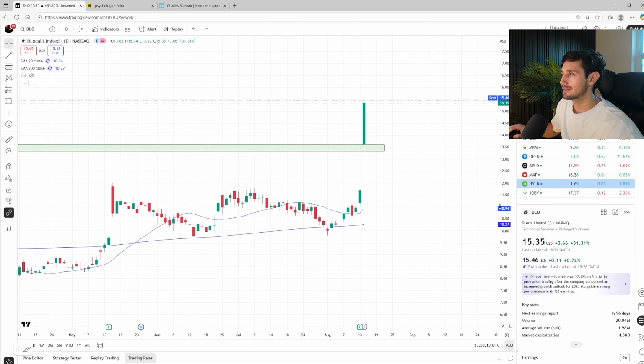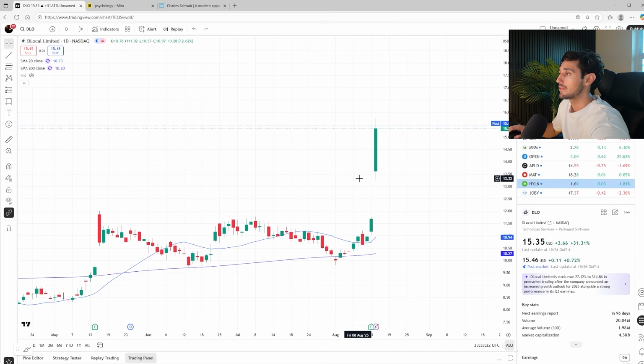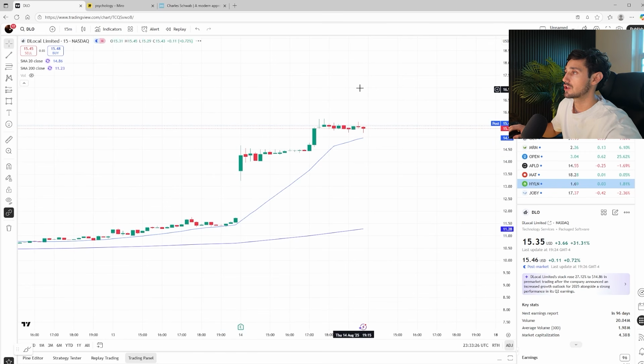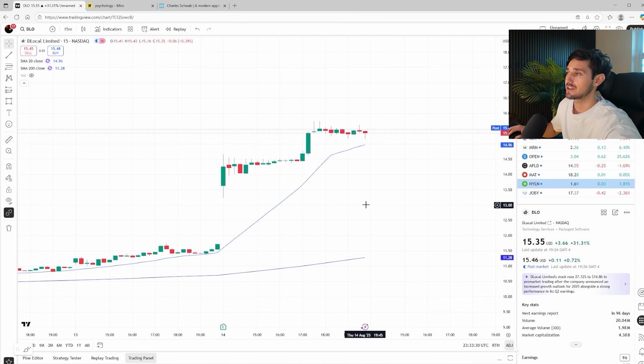It was on my radar, I had it on my watch list, but it wasn't a favorite just because it was gapping into the resistance, and then it got sold off into that resistance as well. But then as I was doing my intraday scanning, I saw an absolutely amazing setup here, and I just had to play it.